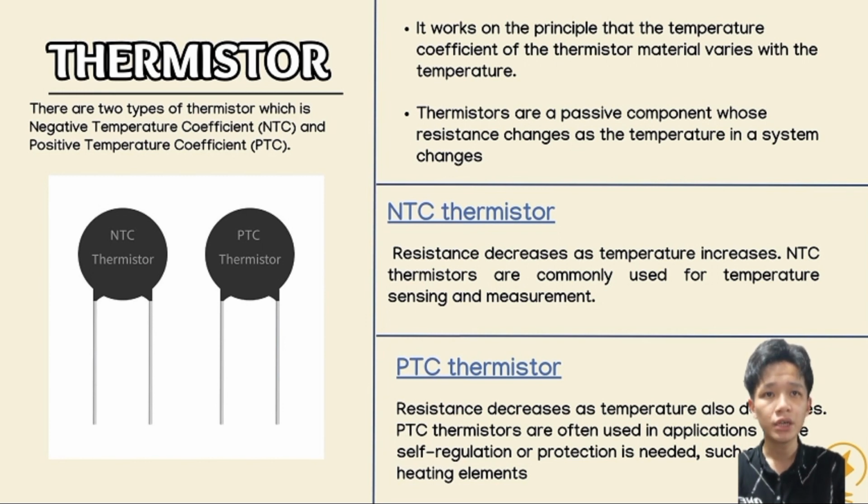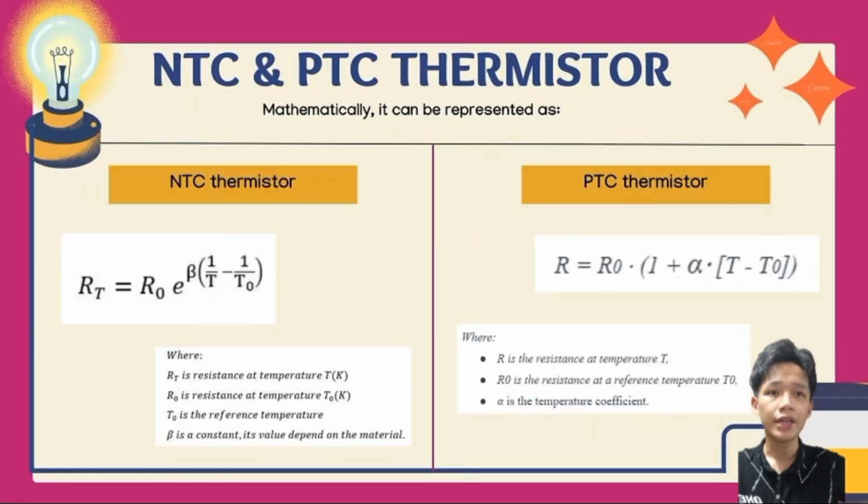In NTC thermistor, resistance decreases as temperature increases. Then NTC thermistors are commonly used for temperature sensing and measurement. Then the PTC thermistor's resistance increases as temperature increases. Then PTC thermistors are often used in applications where self regulation or protection is needed, such as in heating elements. Then for the next, NTC and PTC thermistor can be mathematically represented as a formula.